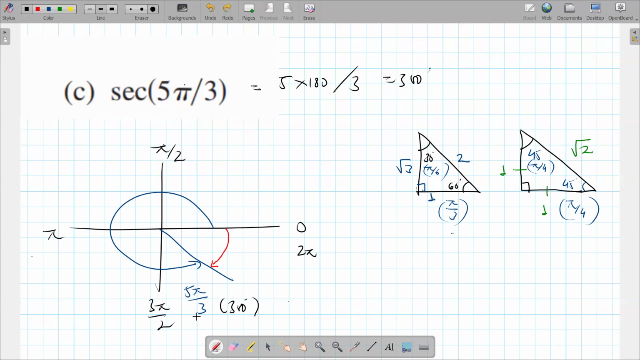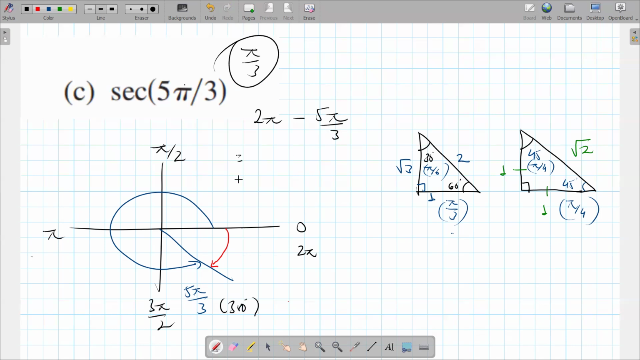Same idea here. You're going to be doing 2 pi, or if you know 60 degrees is pi over 3, you already know your acute angle. If you don't, 2 pi minus 5 pi over 3. Again, you're just doing 360 minus 300. Take the LCD, which in this case will be 3. So I'm going to multiply this by a 3 on the top and a 3 on the bottom. You'll get 6 pi minus 5 pi over 3. Pi over 3 is a related acute angle.